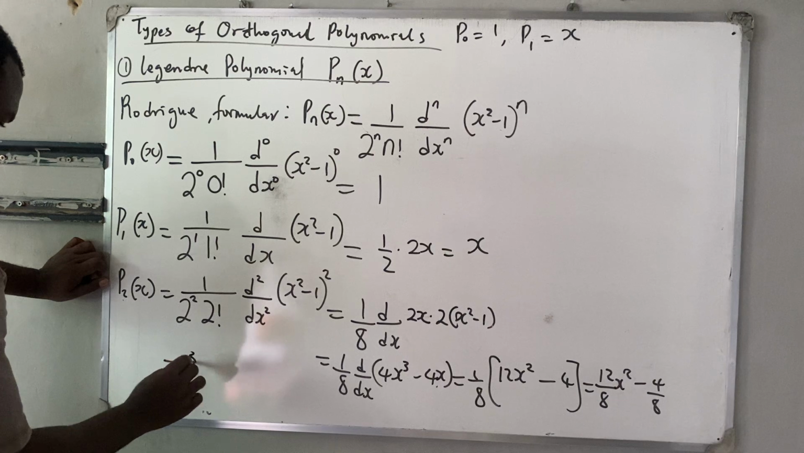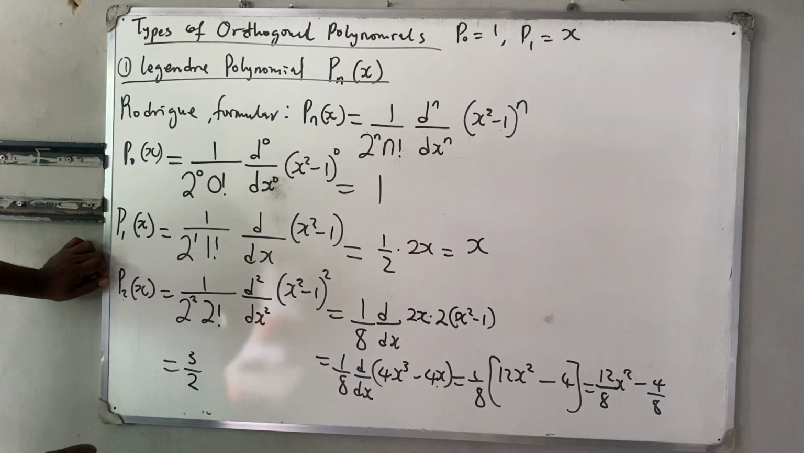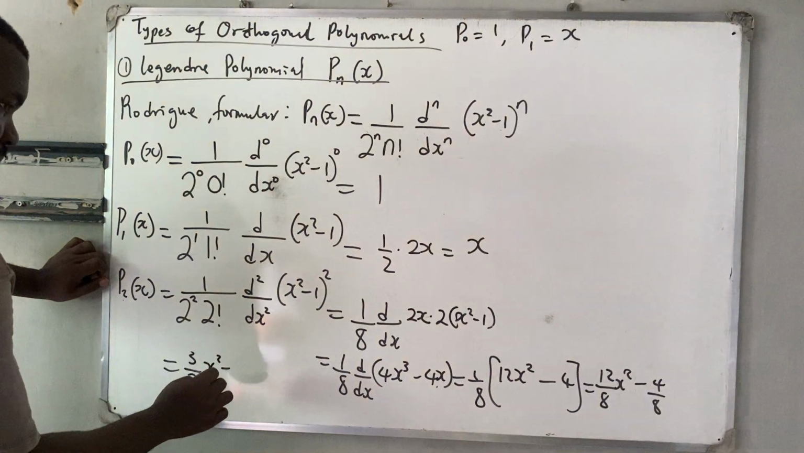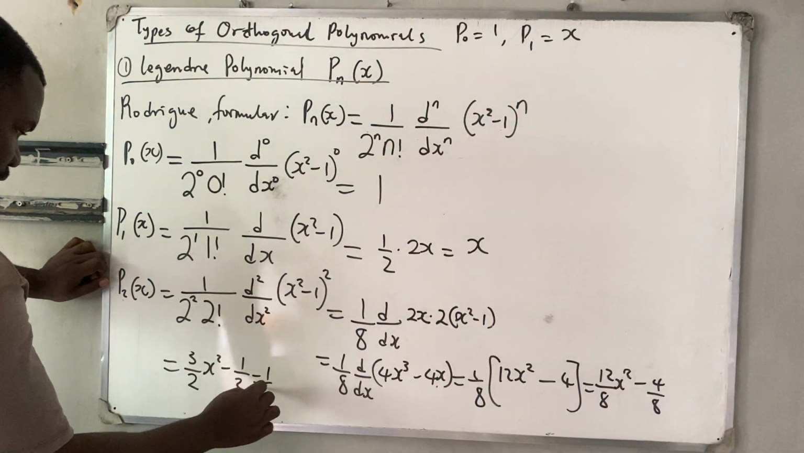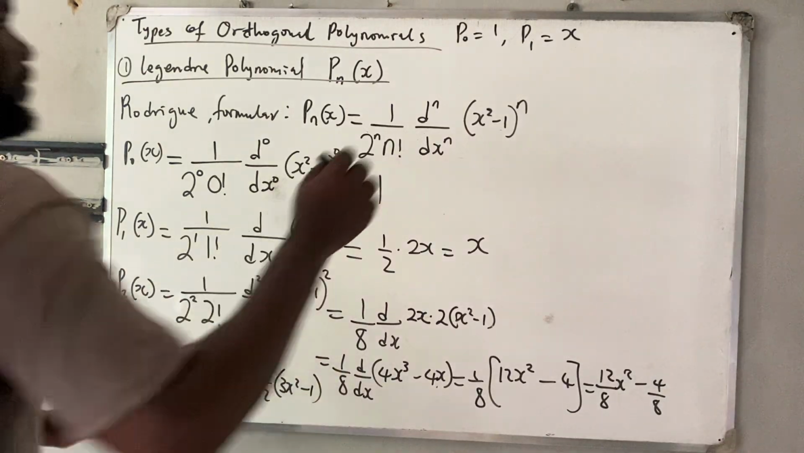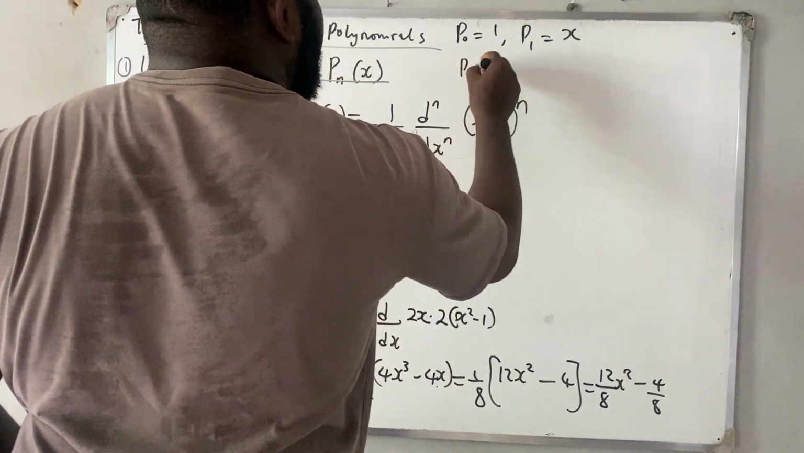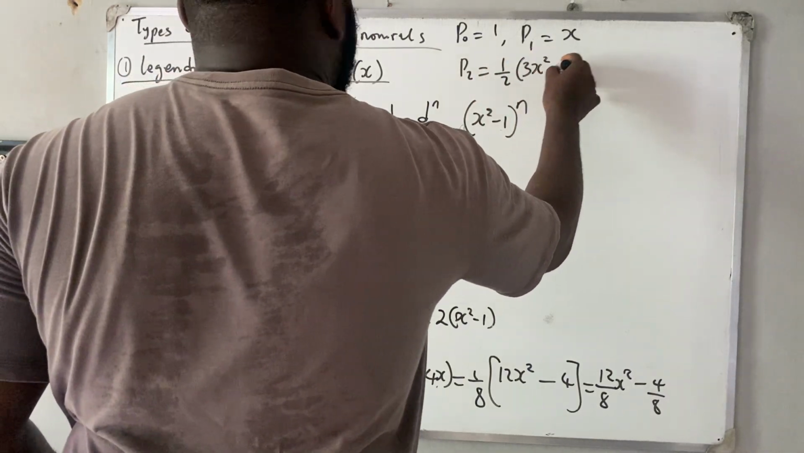4 into 12 is 3. 4 into this is 2, right? x squared, then minus 1 over 2. Which is something I say 1 over 2 into 3x squared minus 1. So we have gotten our P2 to be what? 1 over 2 into 3x squared minus 1.